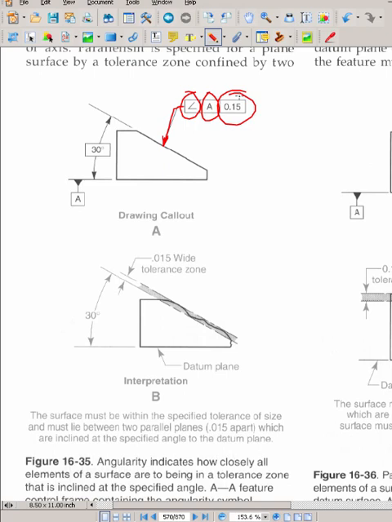Let's check it out. Here's surface A. We see how it's referencing this line, which means it is referencing everything along that bottom surface. So the bottom surface of the part is our datum. We're saying that there is a basic 30 degrees supposed to be there, and we're going to set a tolerance zone based off that 30 and say that surface has to fall within it. And of course, down here below is our interpretation.